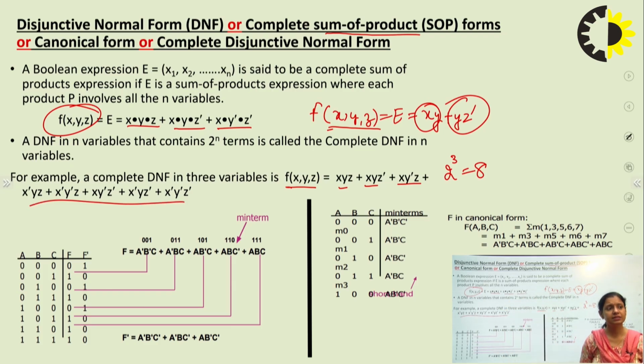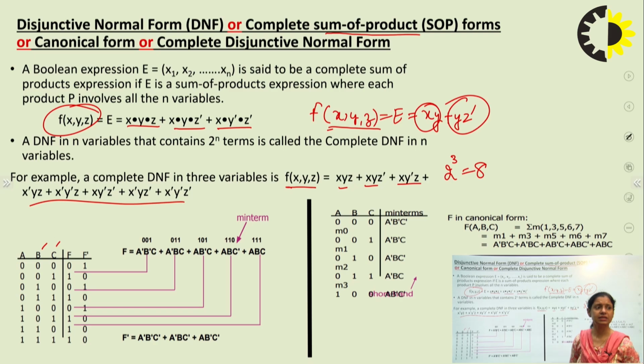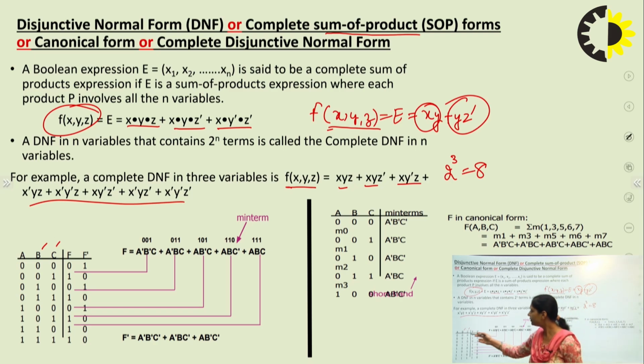Now it is not necessary every time that you will have all the minterms in all the expressions. How do we calculate the minterms? We have A, B, C as variables over here. Now these A, B, C variables will have different combinations. So we have 2 to the power n combinations over here, where ABC is either 0, 0, 0, 0, 0, 1, 0, 1, 0, 0, 1, 1, etc. So these are the different combinations.